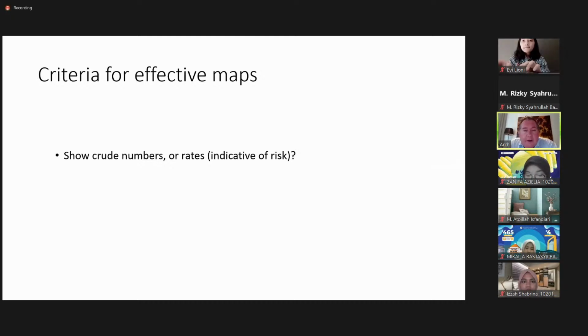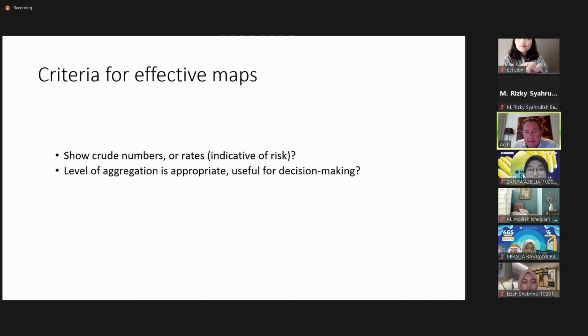So what are the criteria for mapping, for disease mapping, for providing effective maps? Well, firstly, you can show crude numbers or you can show rates, which are indicative of risk. And I think the latter is more useful because the former is really influenced by the distribution of the underlying population. So you tend to have more cases where there are more people, but that doesn't really tell you about what your risk is in a given location. So that's why maps of prevalence or incidence, I think, are better.